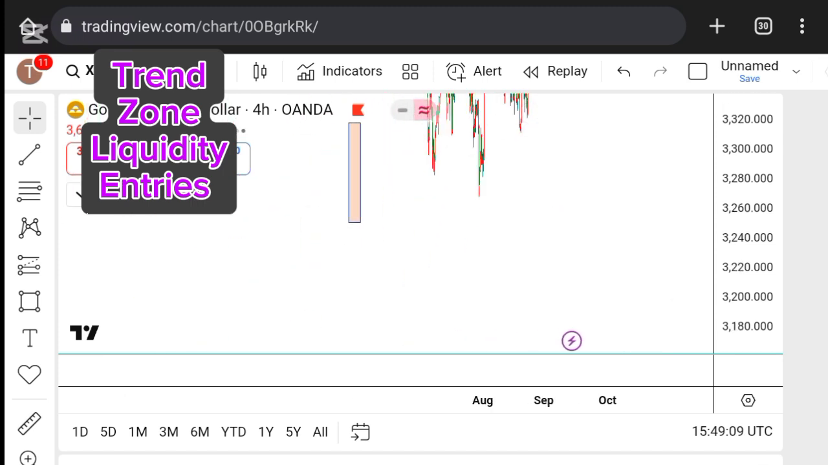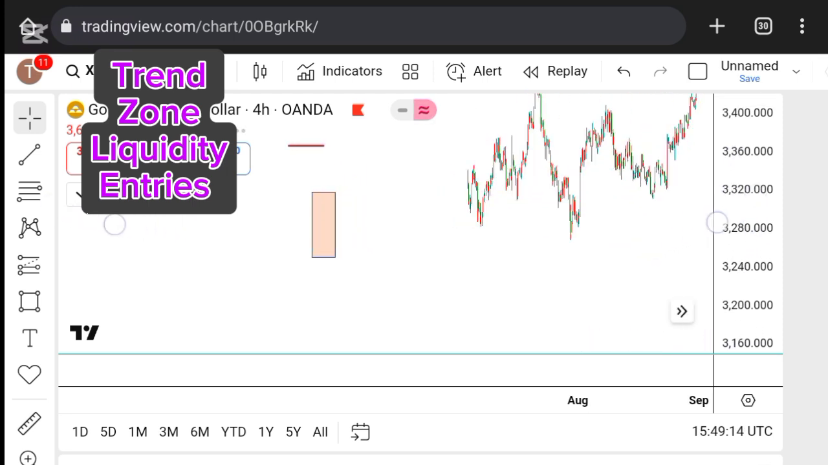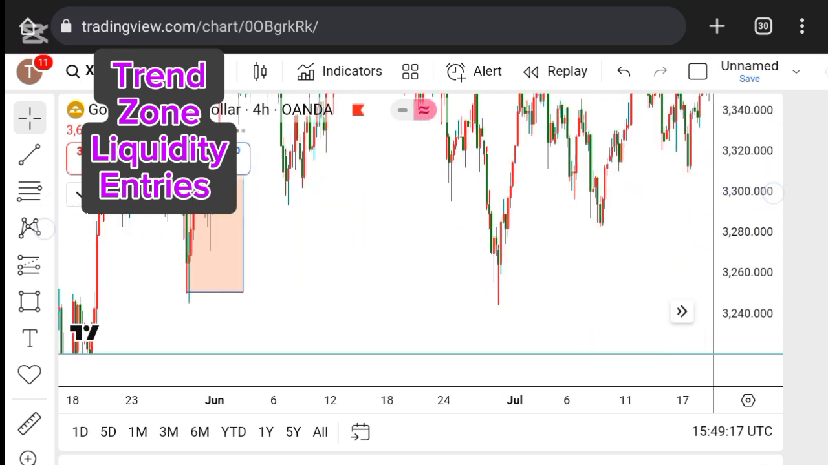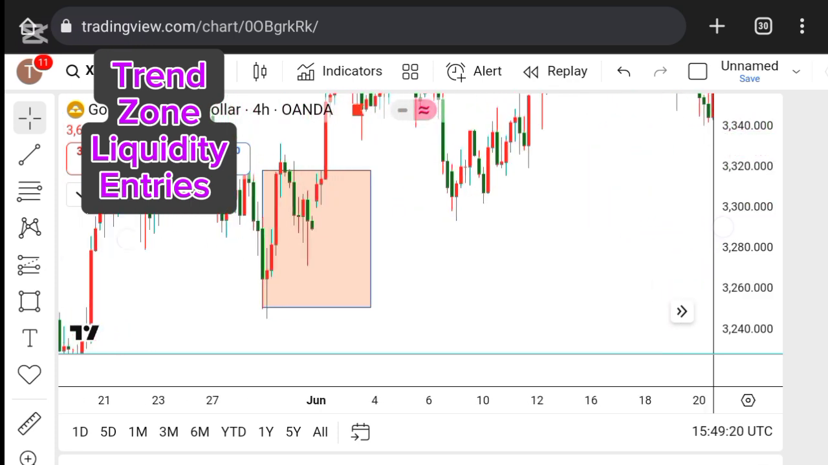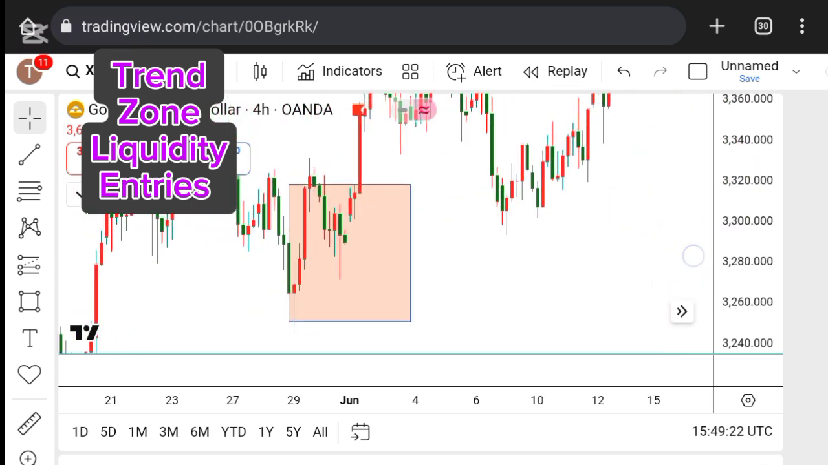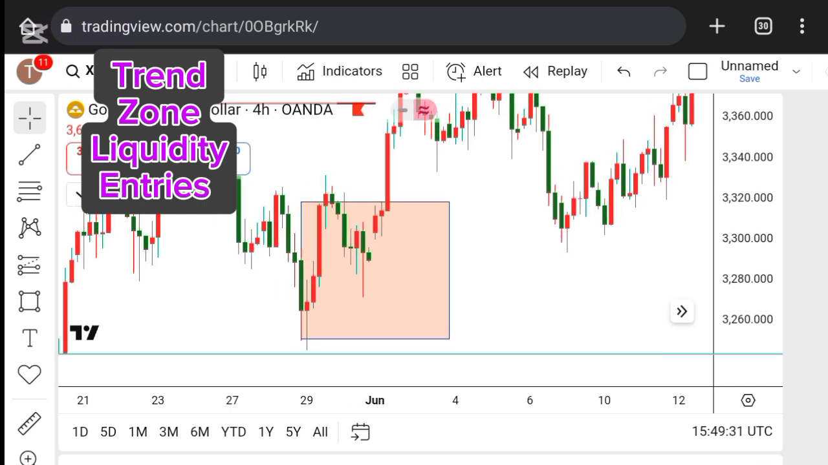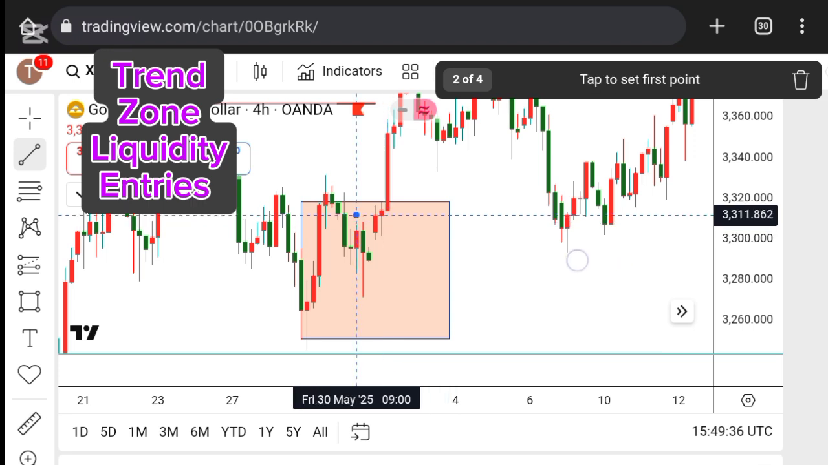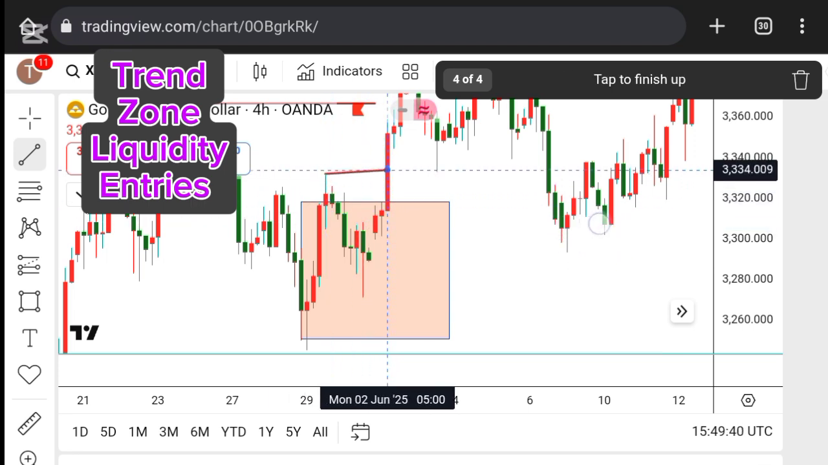Let us go to 4-hour together. Here on my 4-hour chart, we have 2 zones. But the zone that really led to this break of structure, because here on my 4-hour, I have another zone right here.